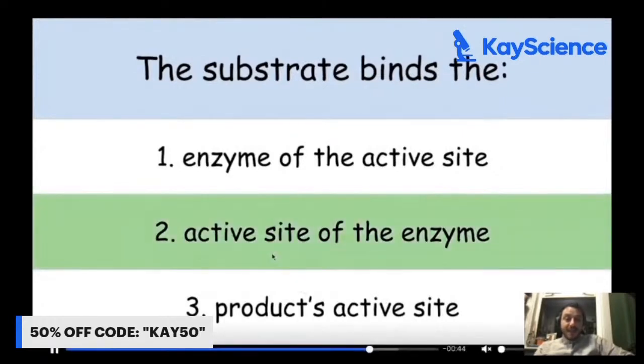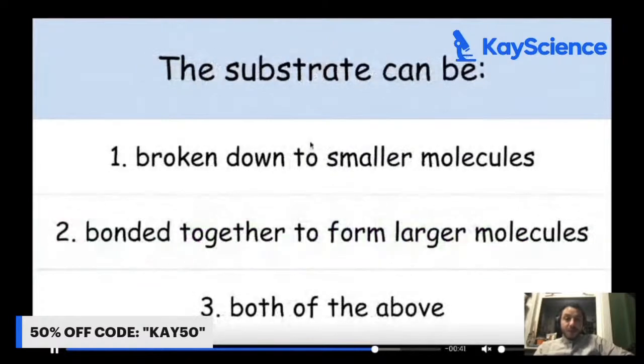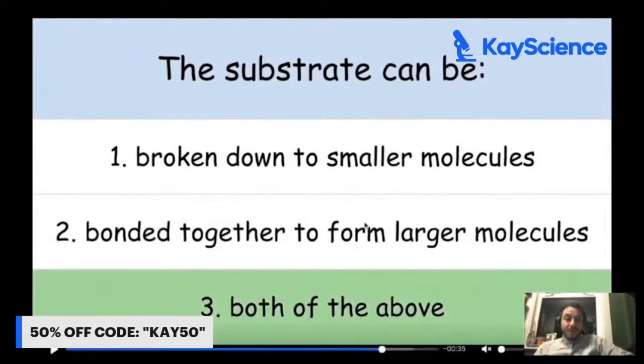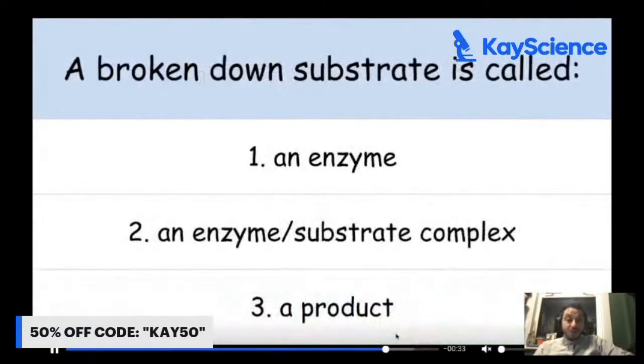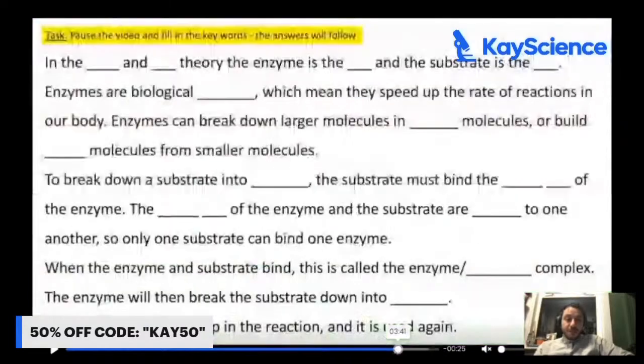The substrate binds the active site of the enzyme. The substrate can be... Put the answer in the group chat. Both of the above. It can be broken down to smaller molecules, but also the substrate can bond together to form larger molecules. A broken down substrate is called a product. Right, so this here is the gap fill that you get at the end of every video.